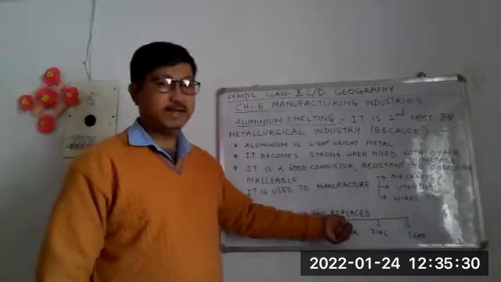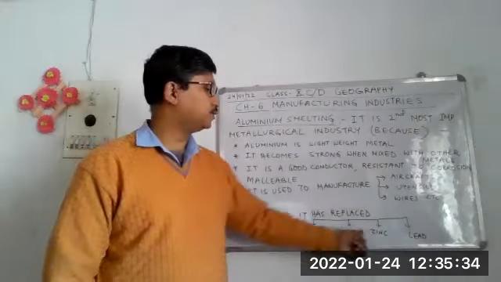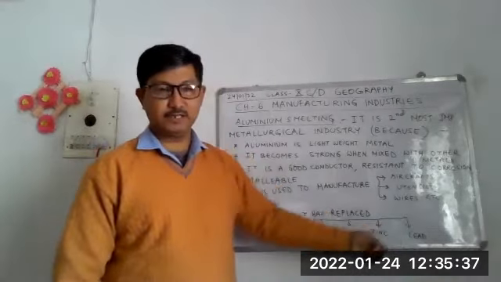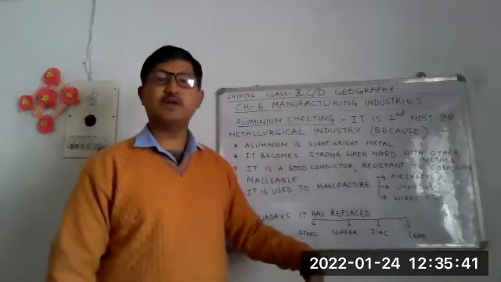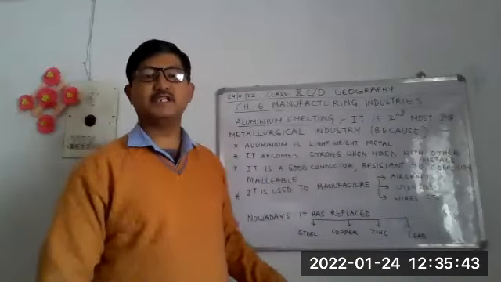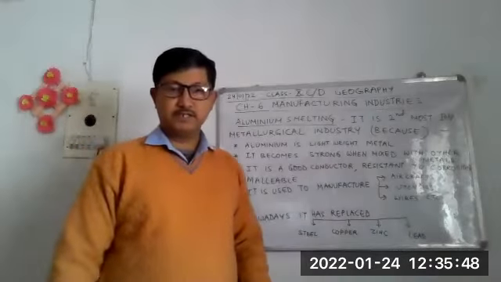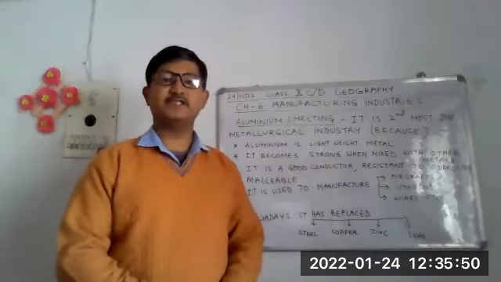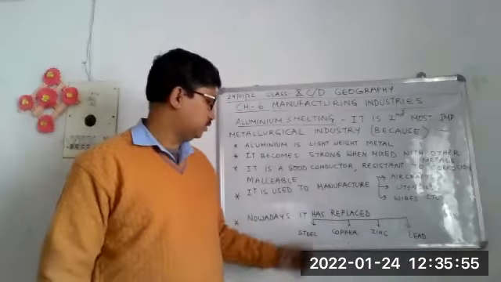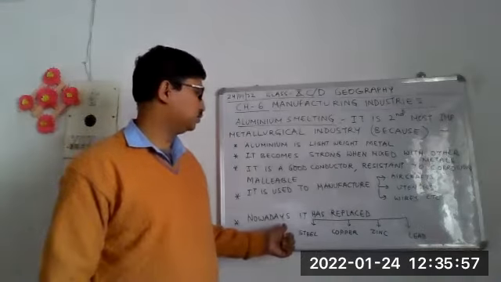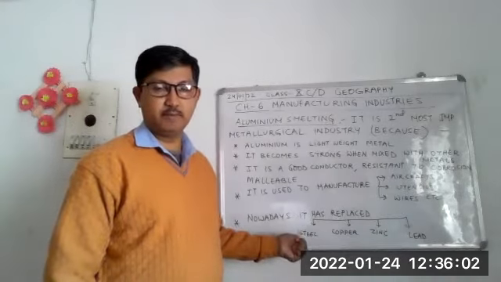Nowadays, it is used as a substitute for steel, copper, zinc, and lead. Previously, where steel was used, or copper, or zinc, now aluminium and aluminium alloys are also used. Car wheels and wheel covers are also made out of aluminium and aluminium alloys. So this industry is gaining much popularity.